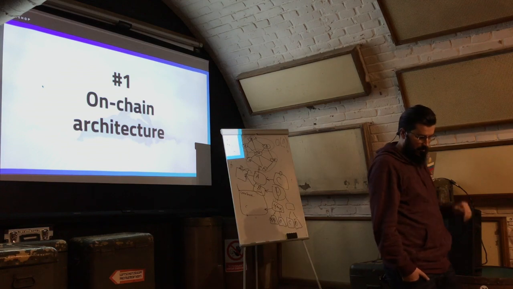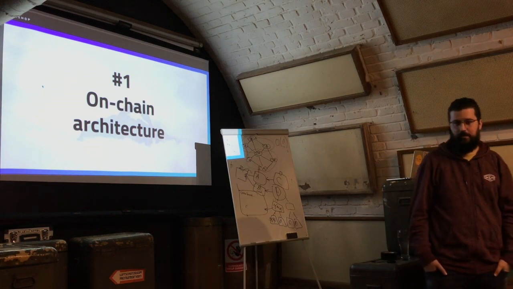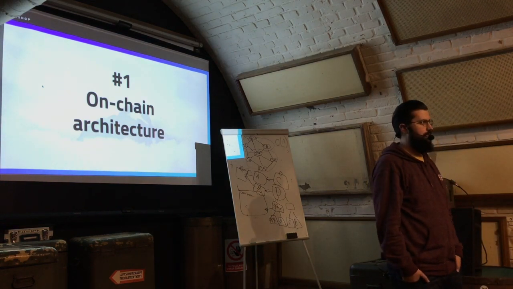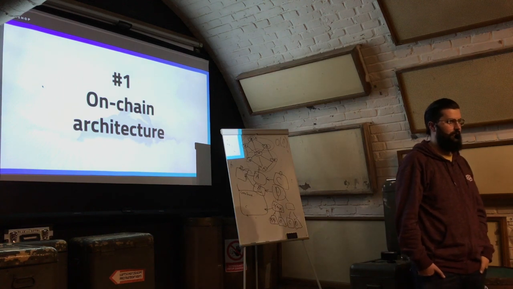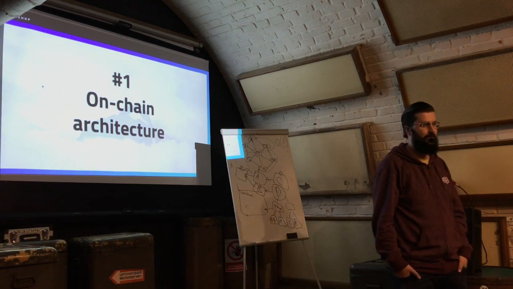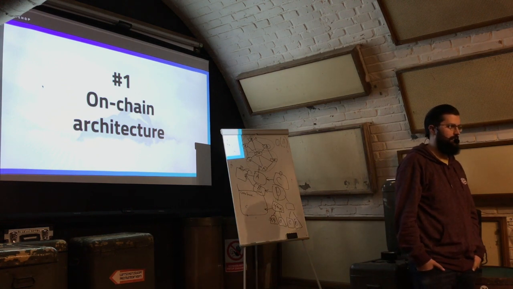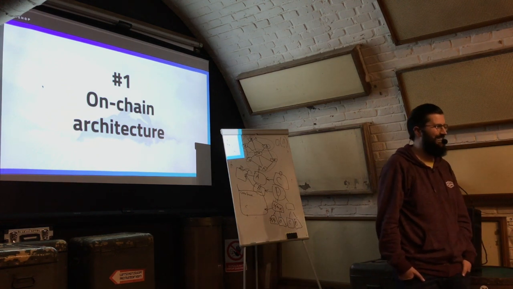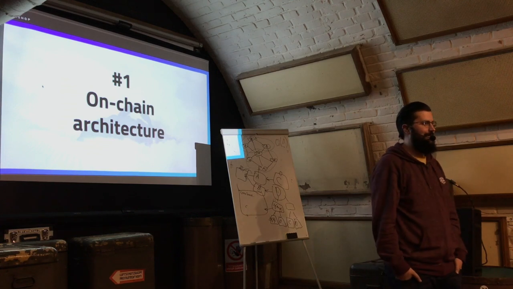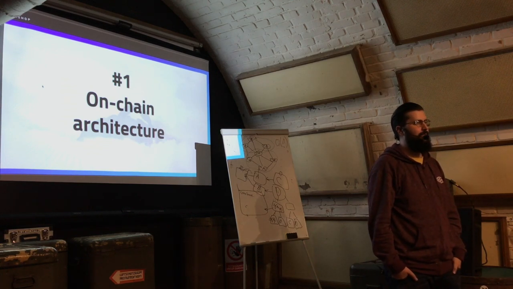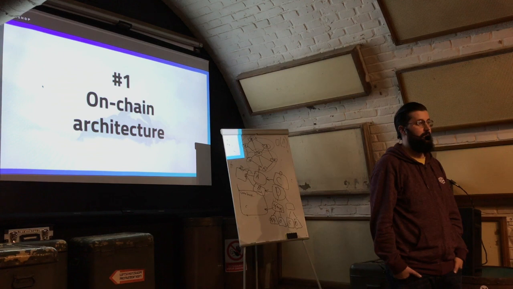So the first one, before we start with it, which I called on-chain architecture. On-chain and off-chain are new terms. On-chain is something that happens on blockchain, and off-chain is something that happens outside of the blockchain. Before we start, how many of you have done something with Ethereum?